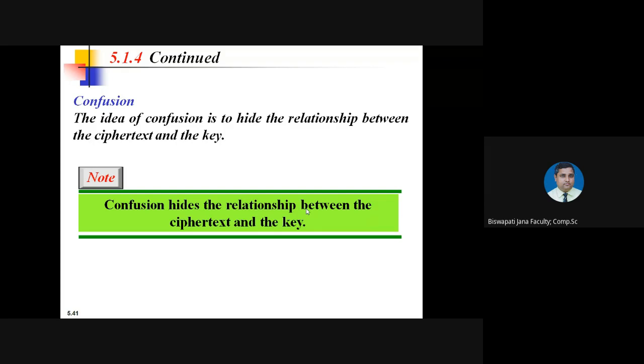So these confusion and diffusion terms are very important. One is the relationship between the ciphertext and plaintext, and the other is the relationship between the ciphertext and key. If this confusion and diffusion is increased, then obviously your scheme is very good.